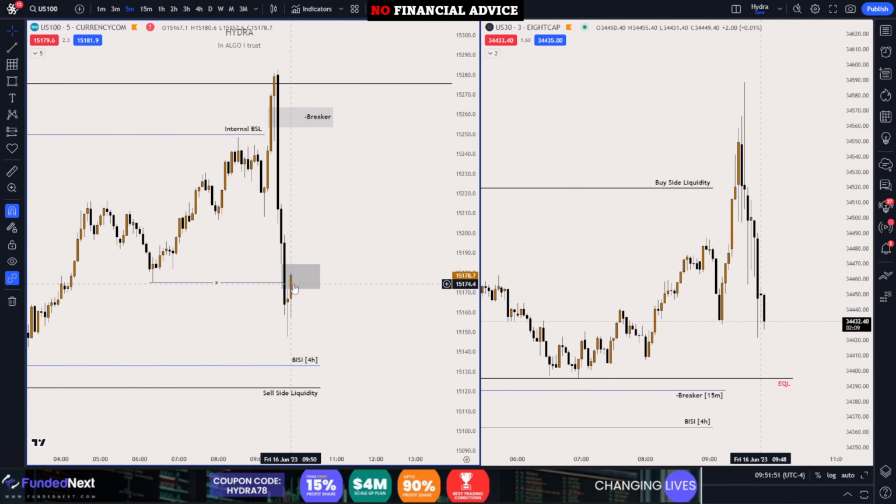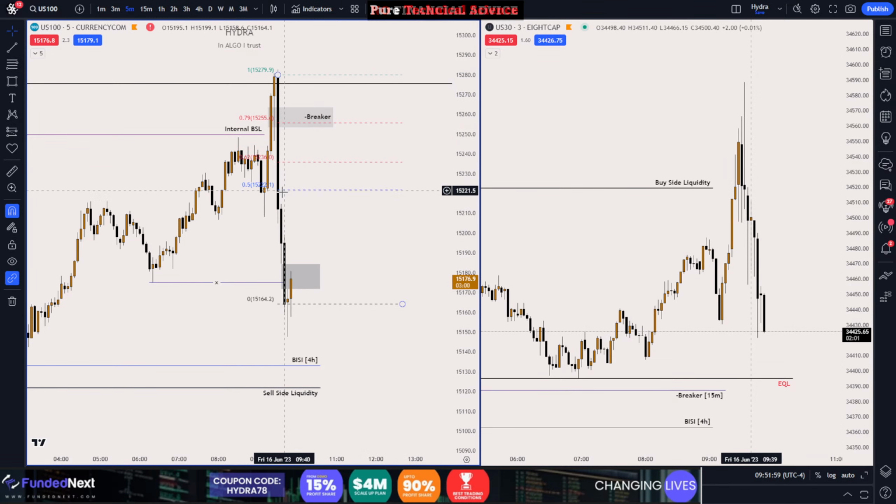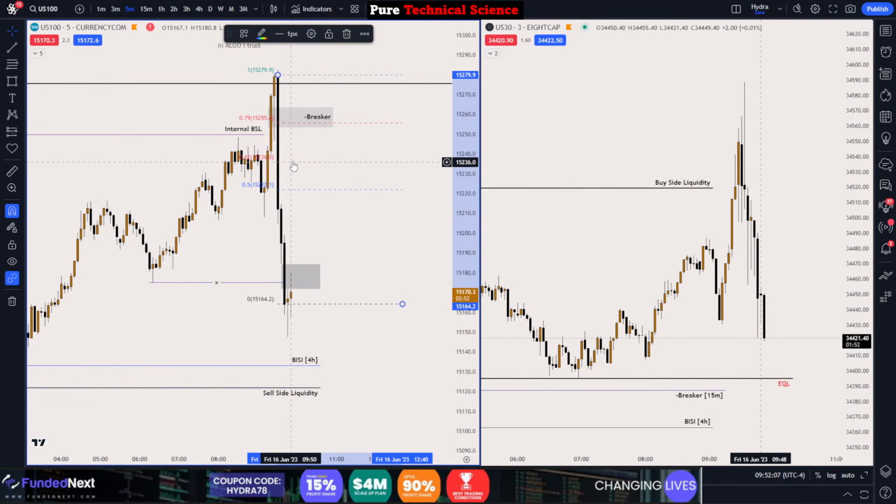So I want to see at 10 o'clock price clearing these levels out. And if I measure this level, our optimal trade entry level comes here. Okay, our premium level is here, which is a BPR. But I'm not expecting to see price coming all the way up here.